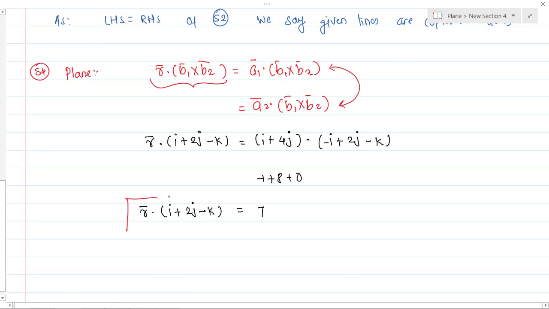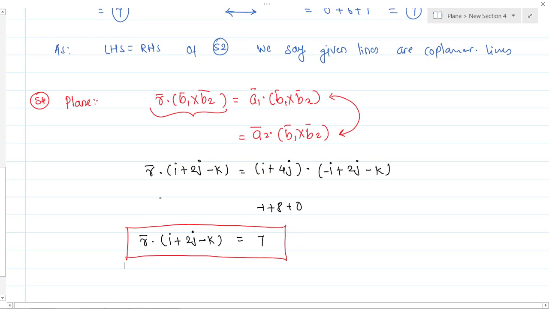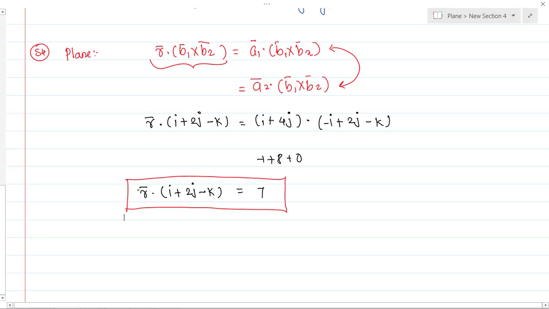This is the equation of a plane which has the above two lines on it. Okay, great. So I hope you have understood this question. Perfect. So let's now move to the next question.